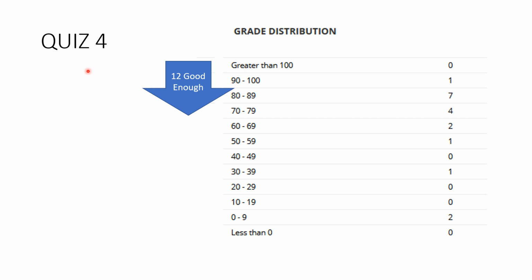And here are the results on quiz 4. Just talking about quiz 4 by itself, 12 students scored good enough to move to the next course, but 13 did not.